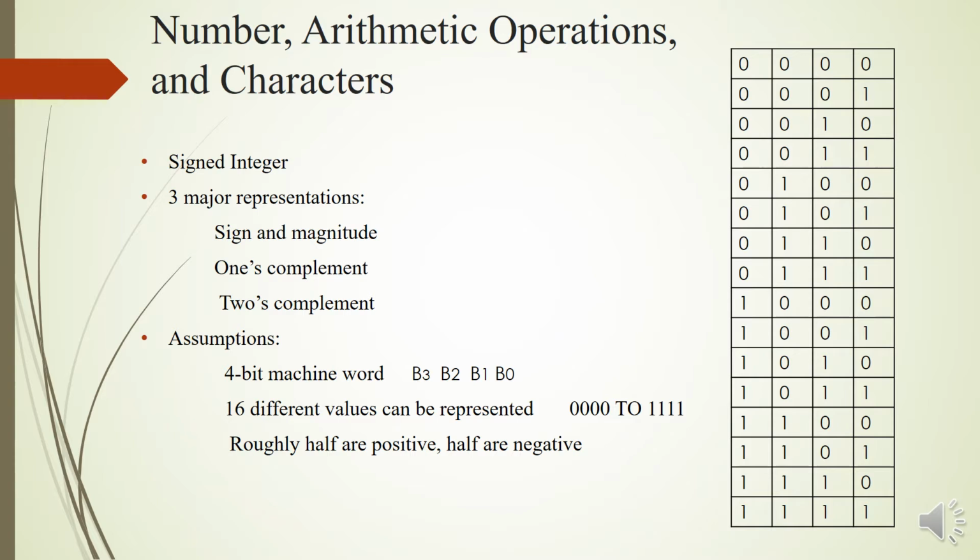Now, we'll assume the word size is 4-bit. That means we consider a 4-bit machine word having the bits B0, B1, B2, B3, B0 acting as the LSB, B3 acting as the MSB. Using 4-bit machine code, 16 different values can be represented, ranging from 0000 to 1111. The table gives you the 16 different values of a 4-bit binary number, which consists of 8 positive numbers and 8 negative numbers.